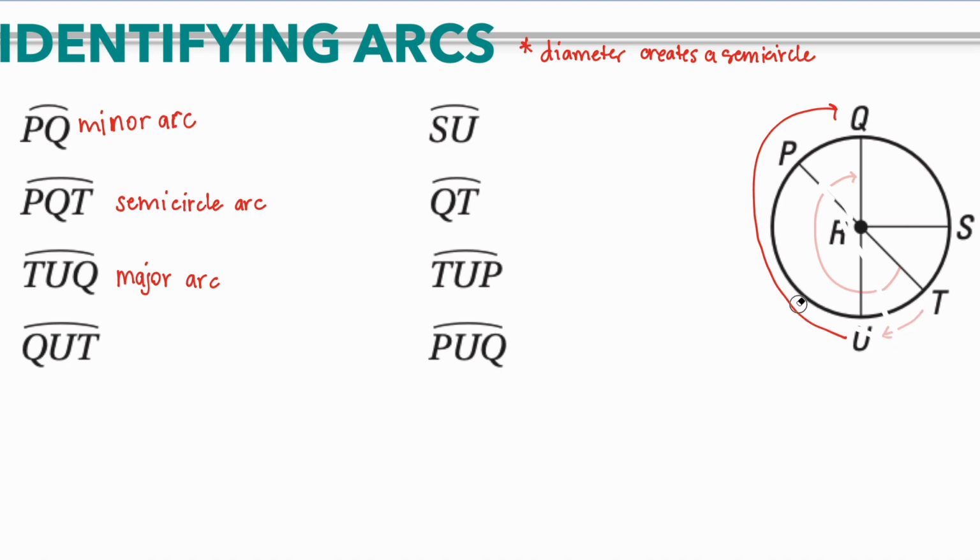The next one, I am going from Q to U and then to T, which means I must be going in this direction, Q to U, and then through U to get to T. So Q all the way through U to T, that is going to be a major arc.